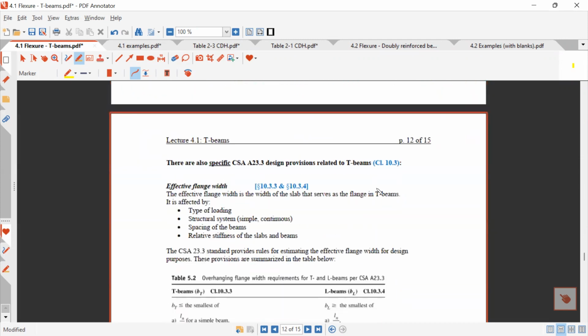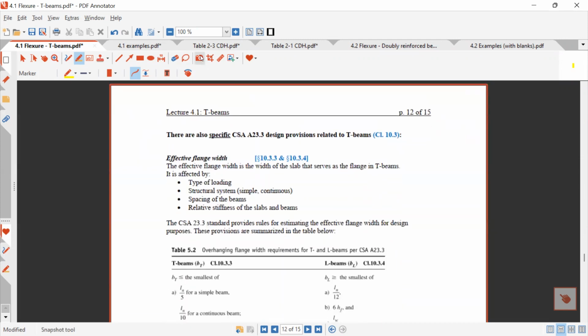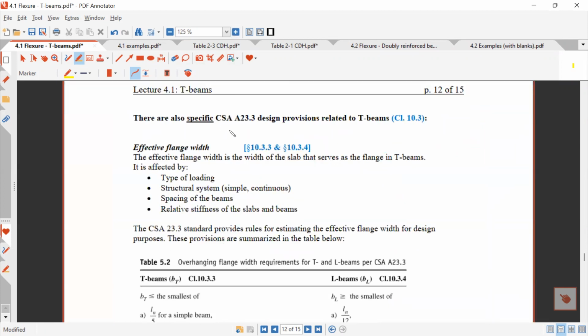Okay, so then there are specific requirements for T-beams. One of them is how do you determine this effective flange width? Up to now, in the problems I gave you BF. So if it's just a T-beam, right? We've just built this beam in the shape of a T. Then you don't need to do a calculation, right? Here, it's easy. You just determine BF.